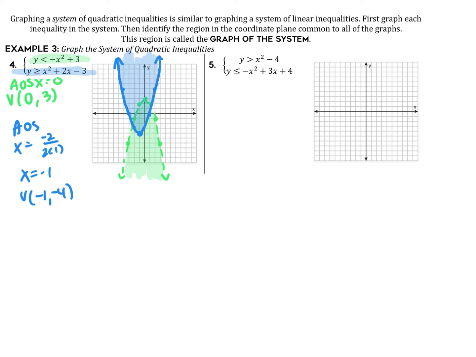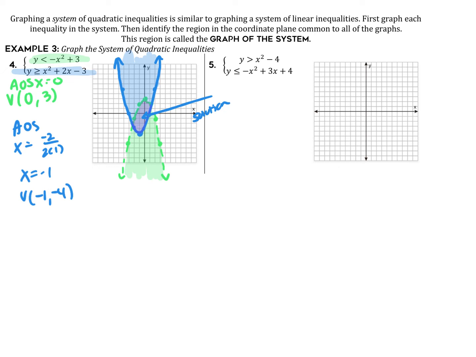So now there is a region in which both of my shaded areas exist. This is why I like to use two different colors so it's a little easier to see. The solution to this quadratic system of inequalities is the overlapping region. So this purple area right here, this is my solution. And the graph is the solution in this case.